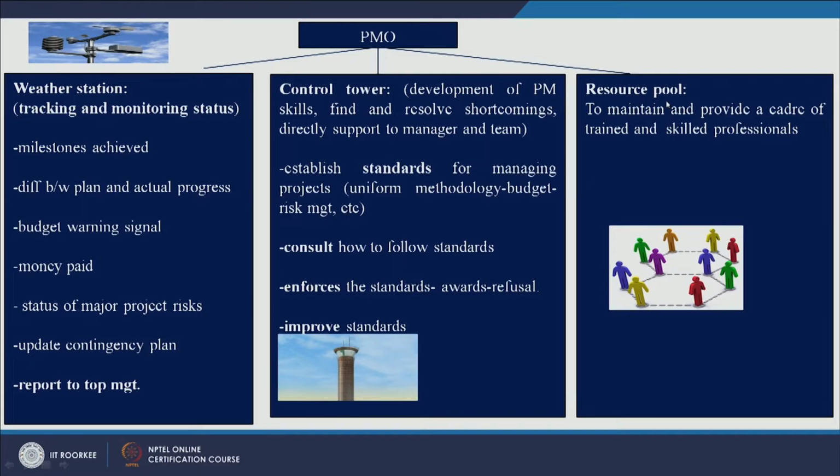And then the third type is resource pool. So, this type of PMO maintains and provides a cadre of trained and skilled professionals. So, if let us say a skilled person is needed at a particular project, these people will supply that fellow on that project. So, resource pool type of PMO.